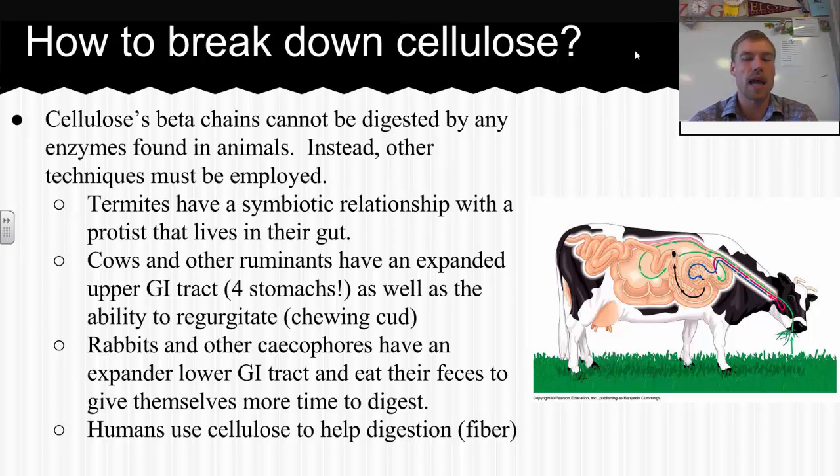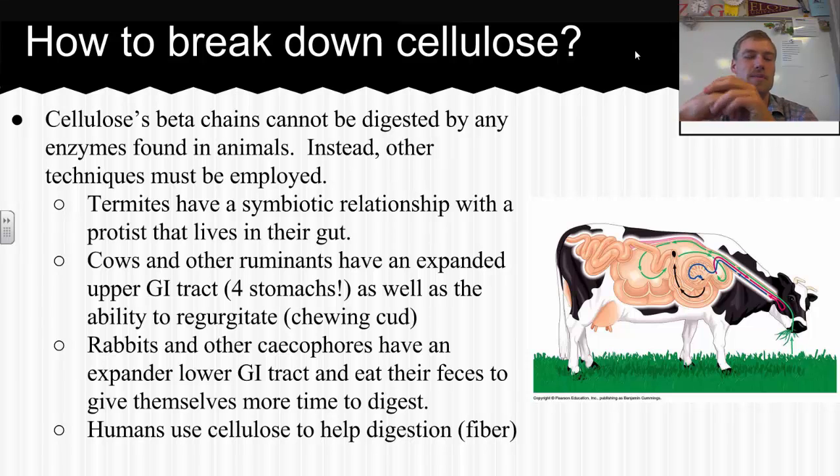And so what that means is that we have evolved different ways to deal with this. Termites have symbiotic relationships within their guts with some protists, and these protists do have the enzymes they need in order to break down those beta linkages. Cows and other ruminants have an expanded GI tract, and this is when we talk about cows having 4 stomachs, as well as the ability to regurgitate their food. And so what this does is it gives them more time to break down the cellulose.